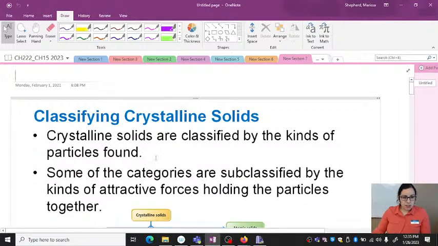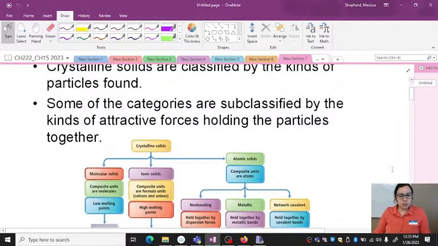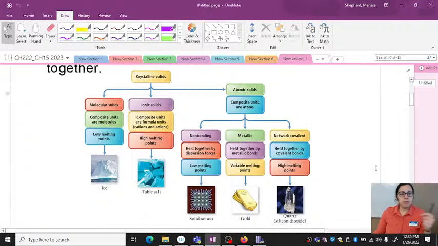All right, so let's look at classifying our crystal solids here. And so we can have kind of our crystalline solids. And this could either be molecular or ionic solids. So of course, molecular solids tend to have lower melting points versus like table salts or something that's an ionic solid. So that's going to have high melting points.